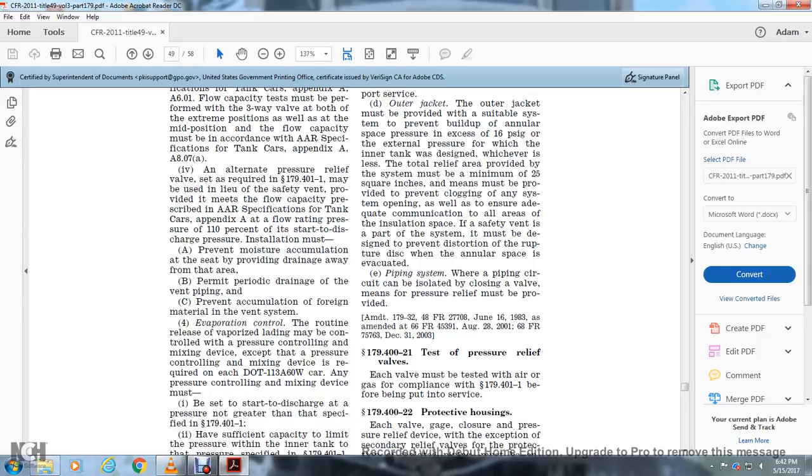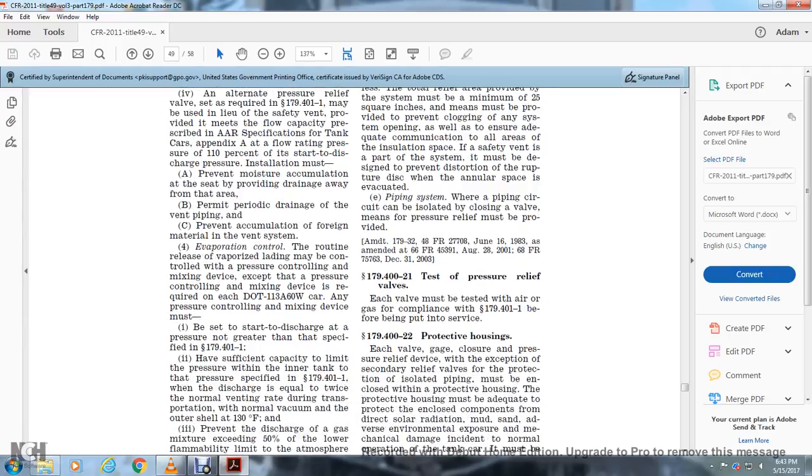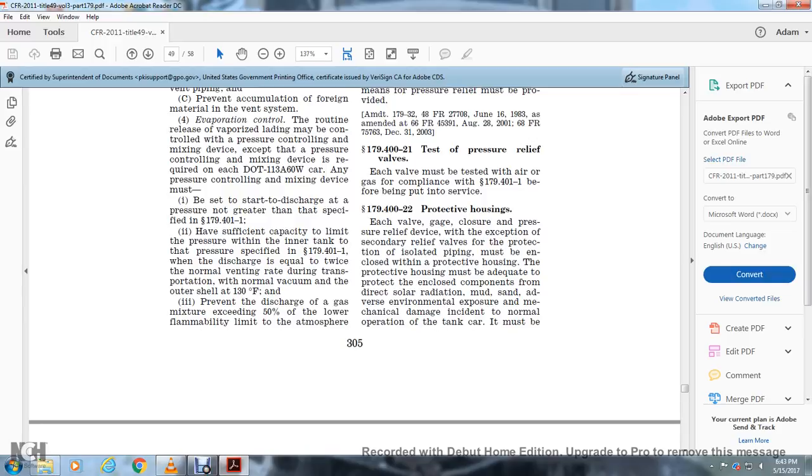4. The evaporation or routine release of the vaporized lading may be controlled by the pressure controlling mixing device, except where the pressure controlling mixing device is required on DOT 113A60W. Any of the pressure controlling mixing devices must be set to start to discharge at a pressure not greater than specified in 179-4011, with sufficient capacity to limit the pressure of the inner tank to the pressure specified in 179-401, with the discharge equal to twice the normal venting rate.